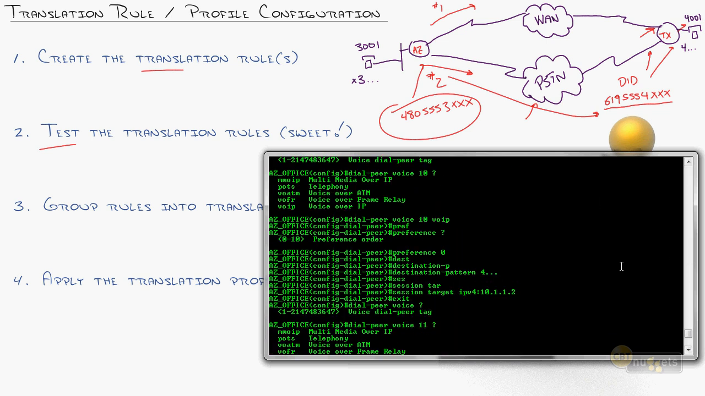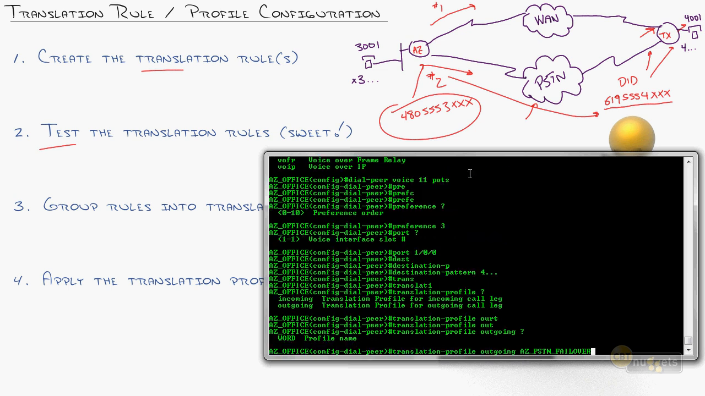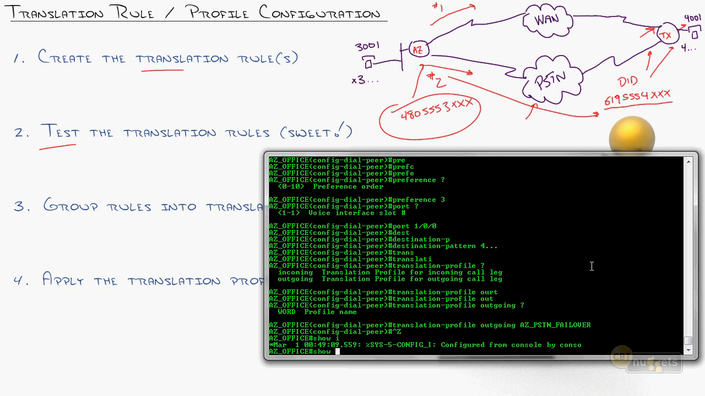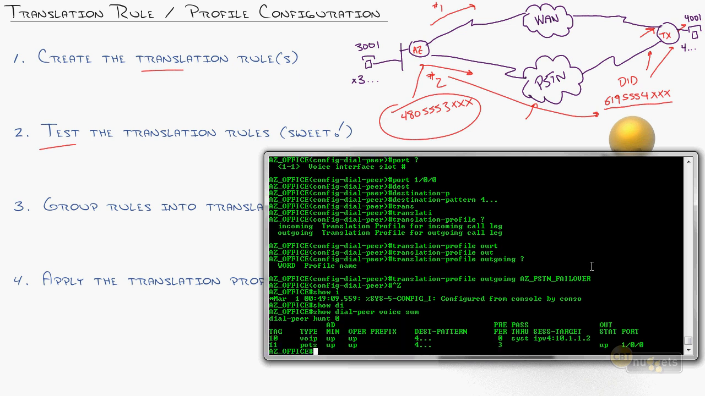failover. If I just highlight one digit there, AZ PSTN failover. Enter. Good. So now, do you see that? Tell me, that's just a beautiful thing. Show dial peer voice summary. I've only got 2. I erased the config.